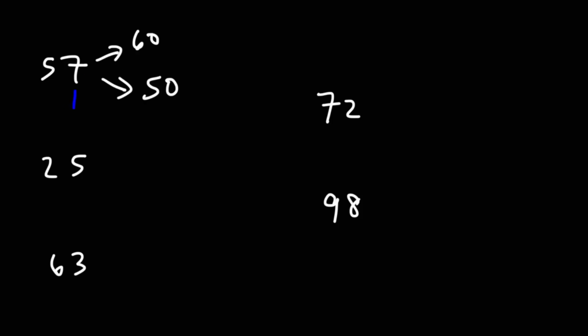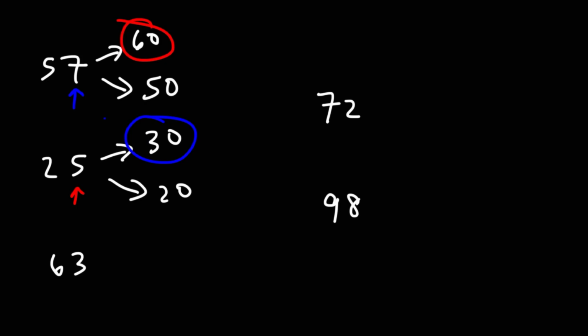Well, looking at the ones place, it's a 7. 7 is part of the 5 or more group, so we're going to round this up to 60. What about 25? Should we round that up to 30 or should we round it down to 20? So looking at the ones place, 5 is part of the 5 or greater group, so we're going to round that up to 30. So the 2, the number in the tens place, we're going to round it up to a 3.